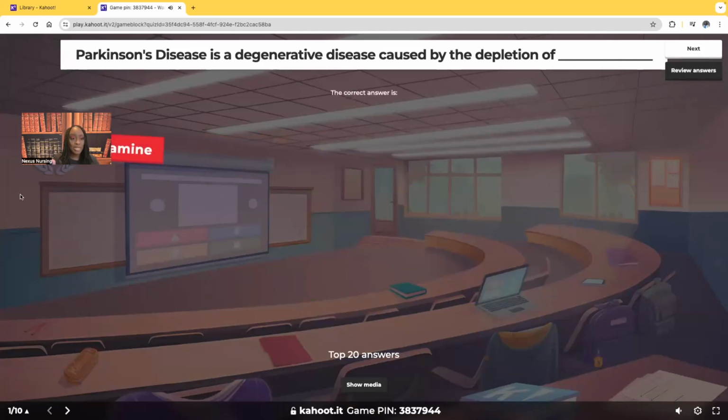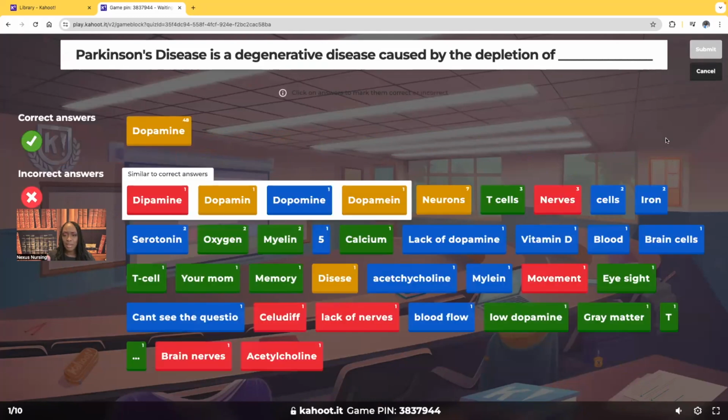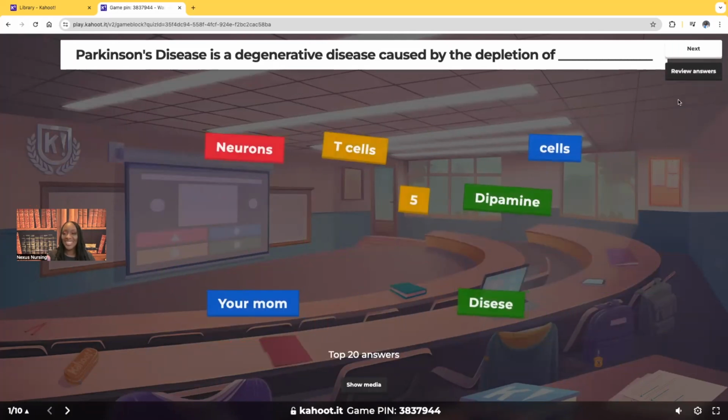Dopamine is the correct answer. So depletion of dopamine, that's what causes this degenerative progressive disorder that we know as Parkinson's disease. Let me see what other answers you guys had up here. Iron, brain cells, vitamin D, myelin. Myelin, you're thinking of multiple sclerosis. Lack of nerves, oxygen. Okay. All right. Let's keep going.